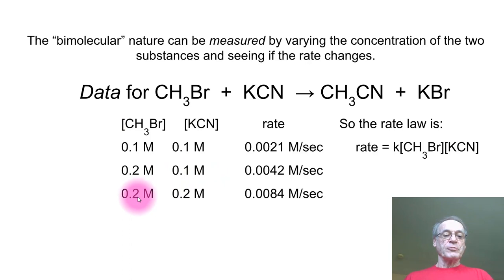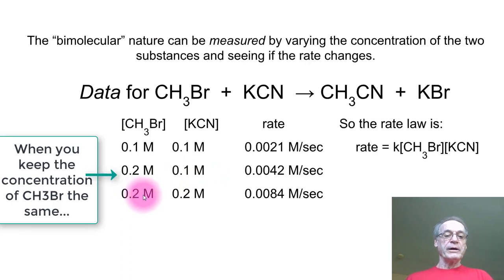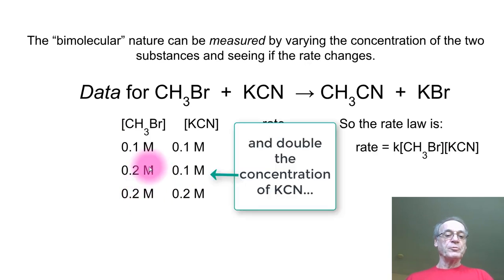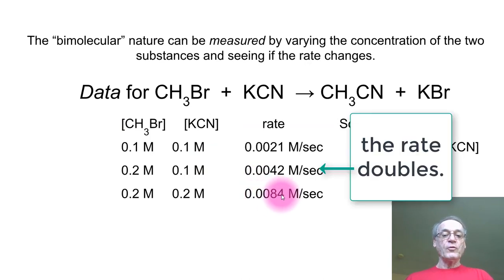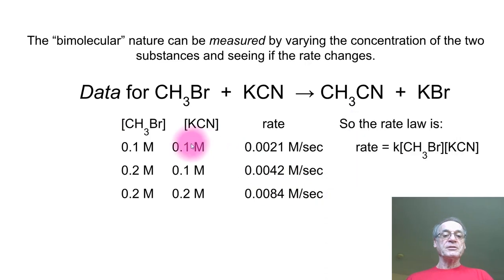This time we're going to start with 0.2 molar of methyl bromide and 0.2 molar of potassium cyanide. So we're keeping the methyl bromide the same, and we're doubling the potassium cyanide. And again, we measure the rate, and we find that it's 0.0084 molar per second. So again, it's doubled. Essentially what we found is that doubling the concentration of the methyl bromide doubles the rate, and doubling the concentration of potassium cyanide doubles the rate. In other words, the rate depends on both substances.